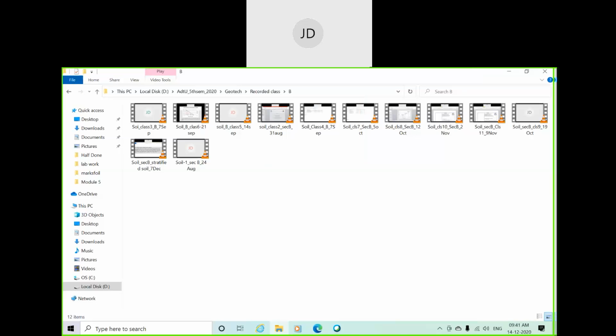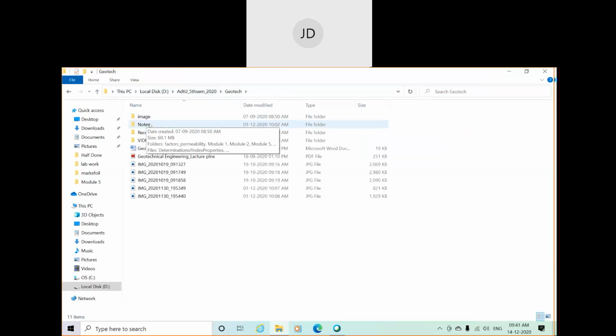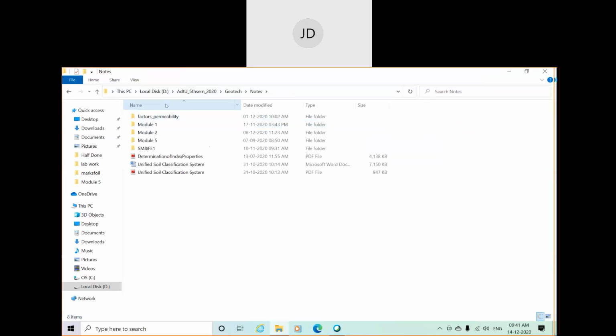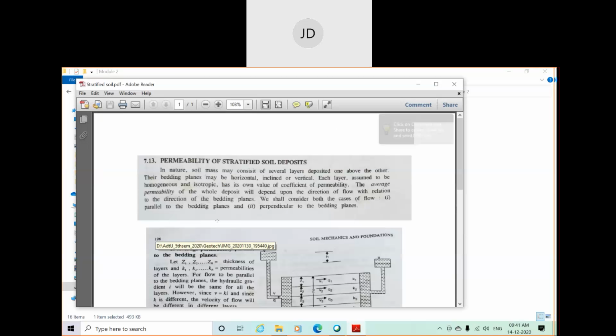Okay, so today even in the last class we have discussed about stratified soil, isn't it? Okay, let me first share my screen. Okay. Let me check whether it is here or not. Okay. Okay, in the last class, is it visible? Please respond to, is it visible, right?